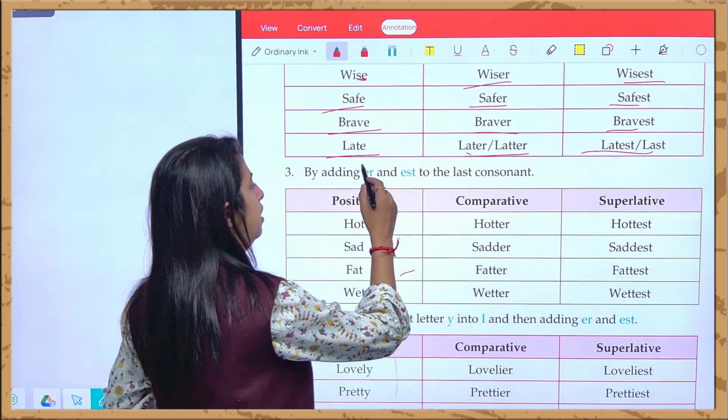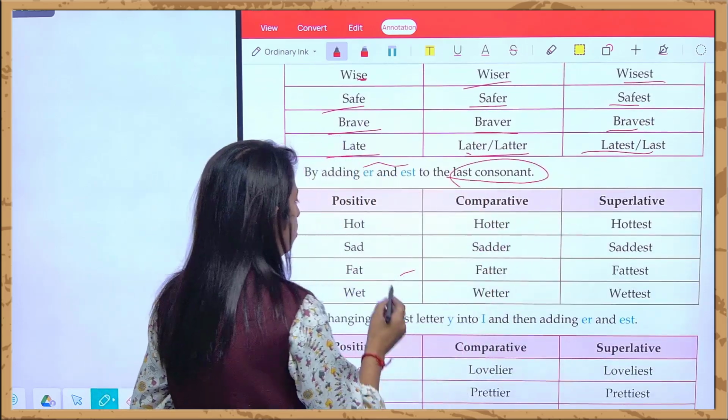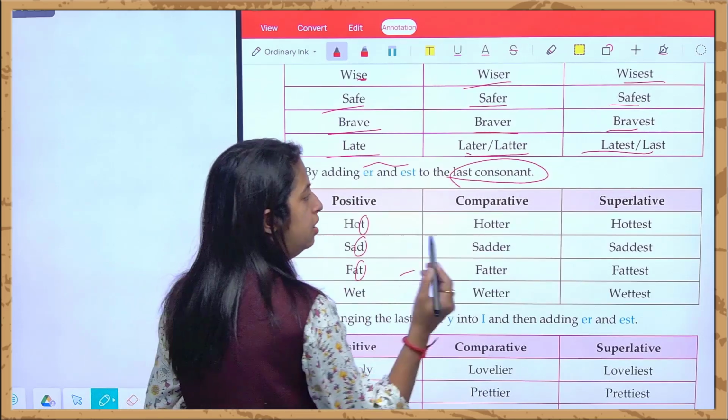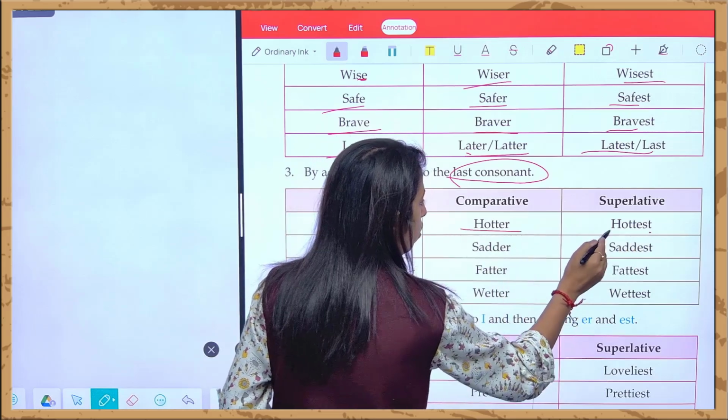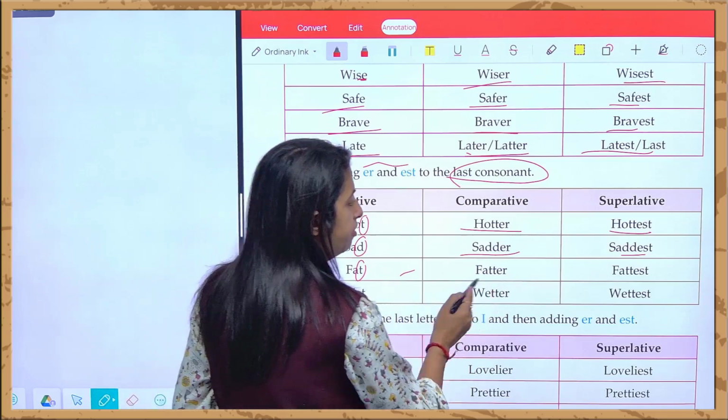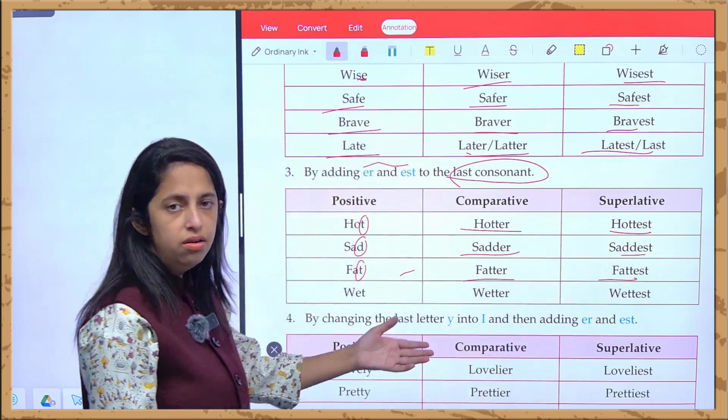By adding er and est after doubling the last consonant. और देखिए आप ये consonant भी है लास्ट में, इसमें हम क्या ऐड कर सकते हैं? er and est. So it's hotter and hottest, sad का sadder and saddest, right? Fat का fatter and fattest, and wet का wetter and wettest.